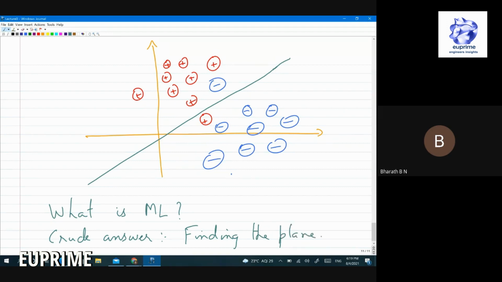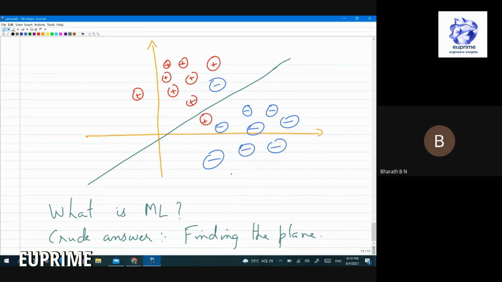Before that, I need to know what is the equation of a plane. Can somebody tell me the equation of a plane or a line? Line is mx plus c, of course, everybody knows. What is the equation of a plane? It's something like ax plus by plus cz equal to something. In general, I can write a, b, c as a vector and x, y, z as a vector.